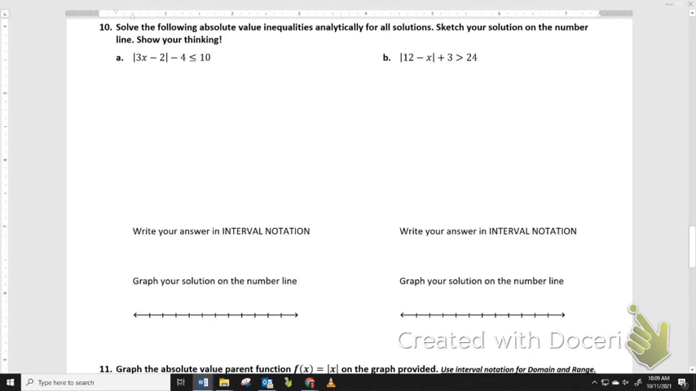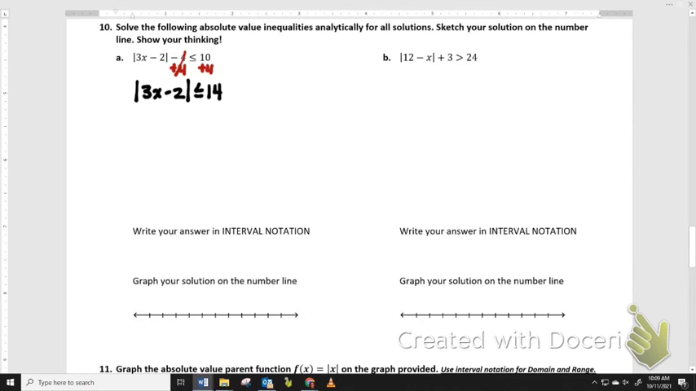What are we looking at on number 10 that we haven't dealt with just about anywhere else on this review? Inequalities. Yeah. What do I have to do before I can deal with the fact that there's an inequality there? Isolate. We've got to get our absolute value alone. You always, always, always have to get your absolute value alone first. So I would add 4 to both sides. 3x minus 2 is less than or equal to 14.